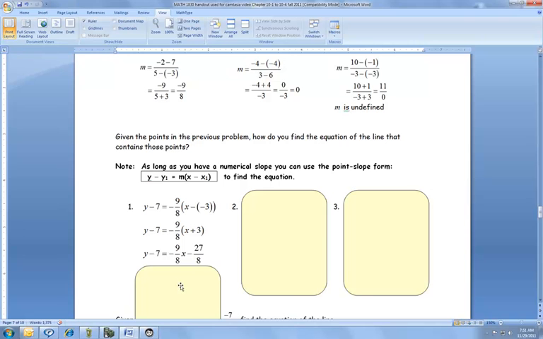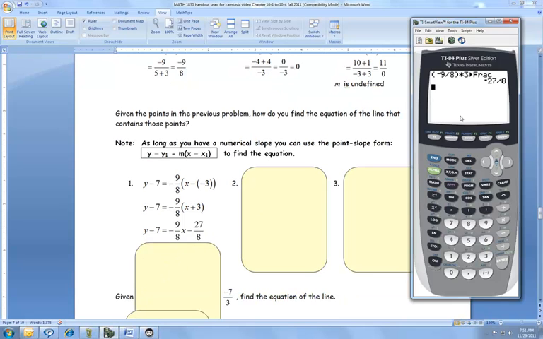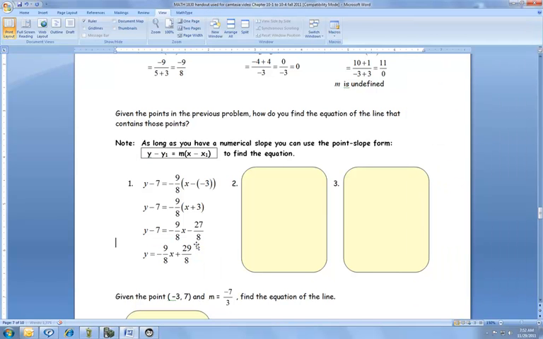Okay, now this is what's so nice with respect to the calculator on these problems. Since I already have negative 27/8 here, all I need to do is add 7. So if I go plus 7, it pulls my answer down, and now I'm going to frac it. So my equation should be y equals negative 9/8 x plus 29/8. And there it is. The calculator's so fast using this process.